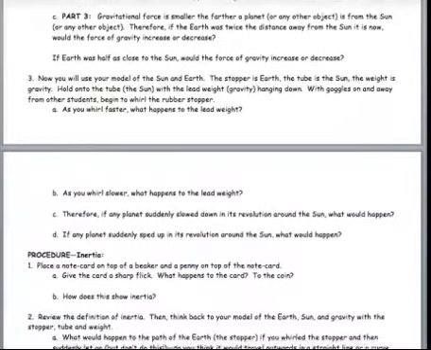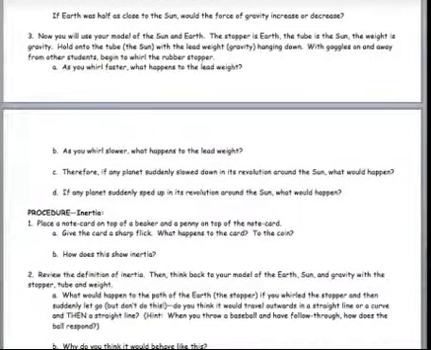Number 3 down at the bottom. This is where it starts to get a little bit different, and you're probably not going to have these supplies at home, so I'll show you what you do for number 3. It says, now you will use your model of the sun and earth. The stopper is earth, the tube is the sun, the weight is gravity. Hold onto the tube, which is the sun, with the lead weight, gravity, hanging down. With goggles on and away from other students, begin to whirl the rubber stopper.